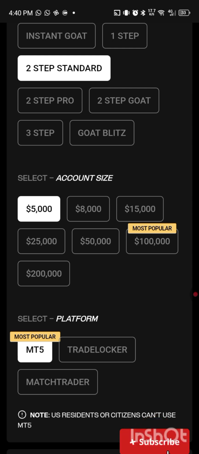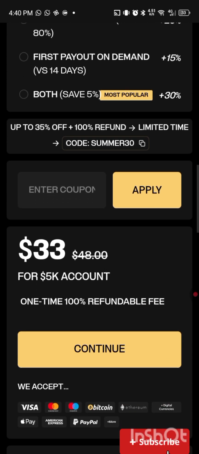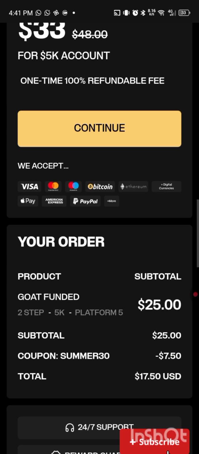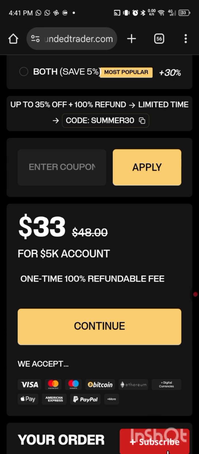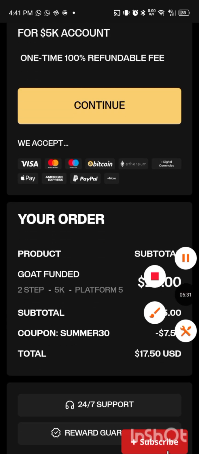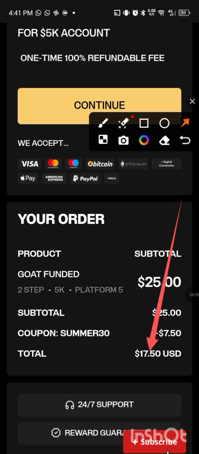After that, now click on the MT5. Let me show up. You can see the $5,000 is $33. But because of the coupon which we are going to apply, you'll be getting it for $17.55. If you see it like this, $33, kindly ignore. Then you will see the total here. Can you see? $17.50. This is how much you are going to pay to buy this $5,000 account.